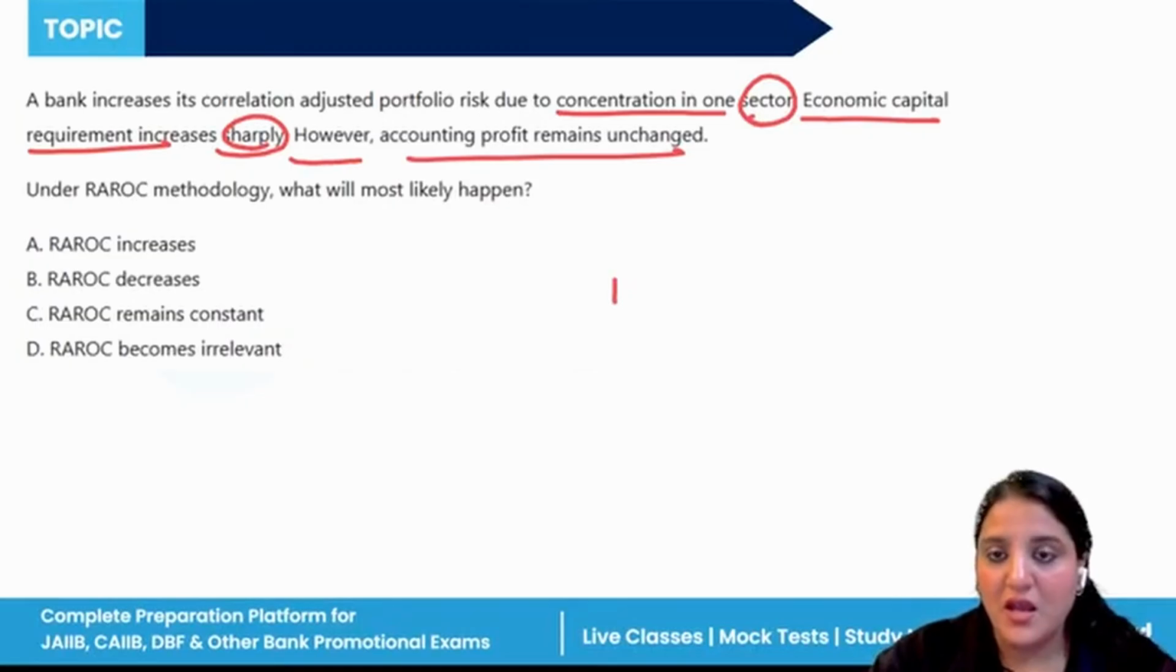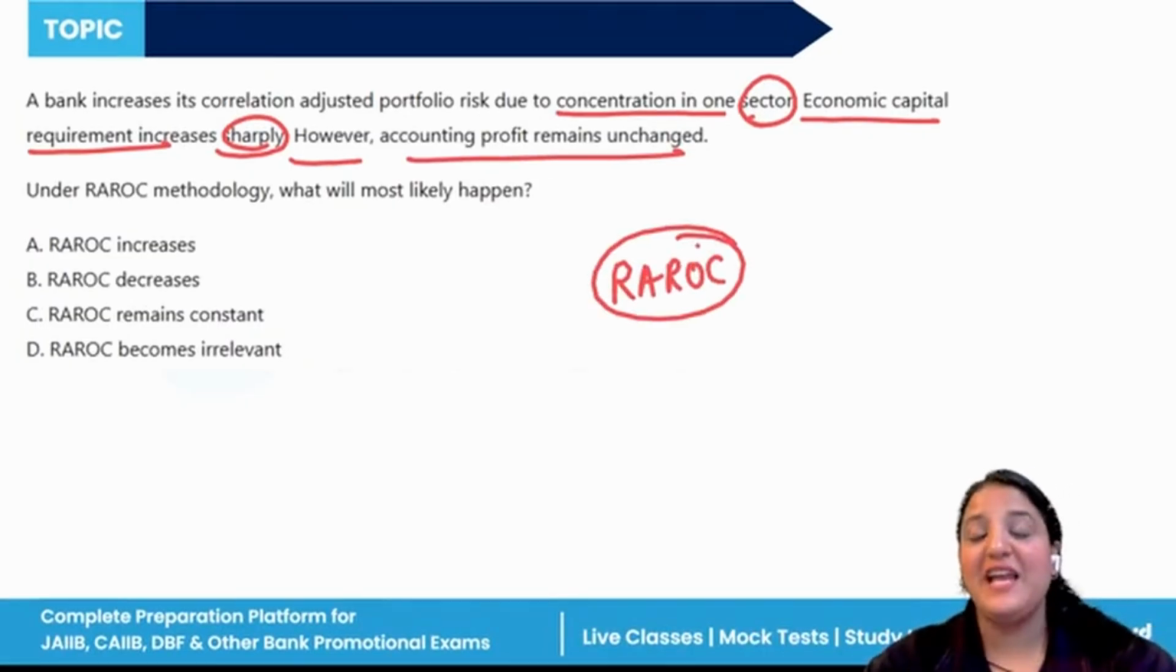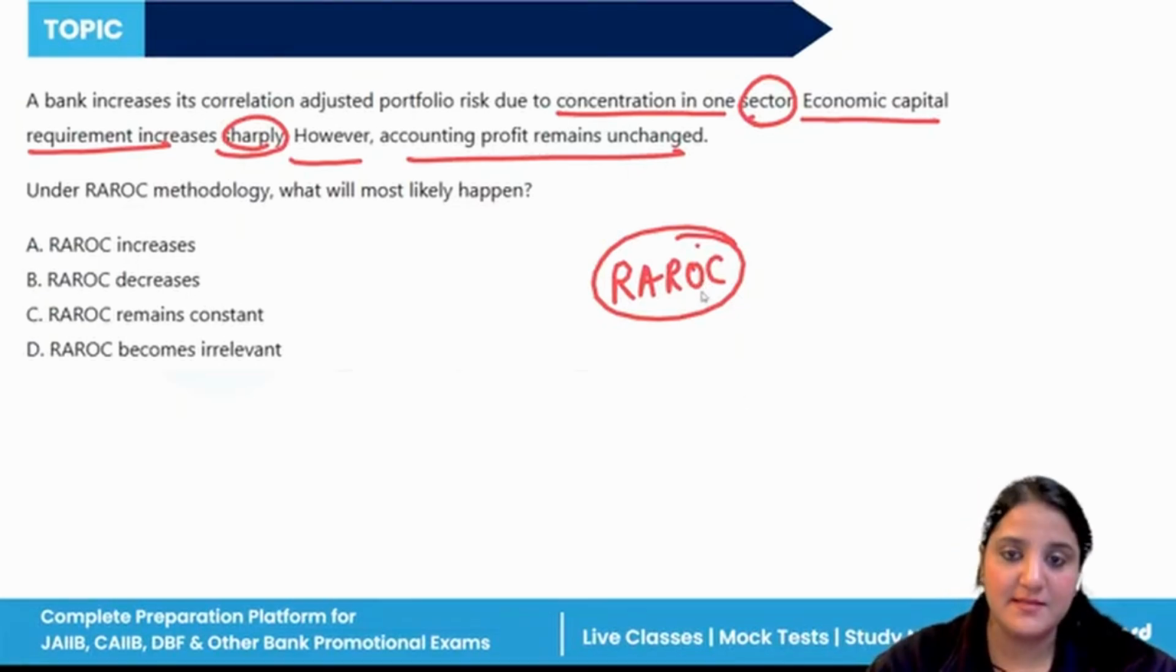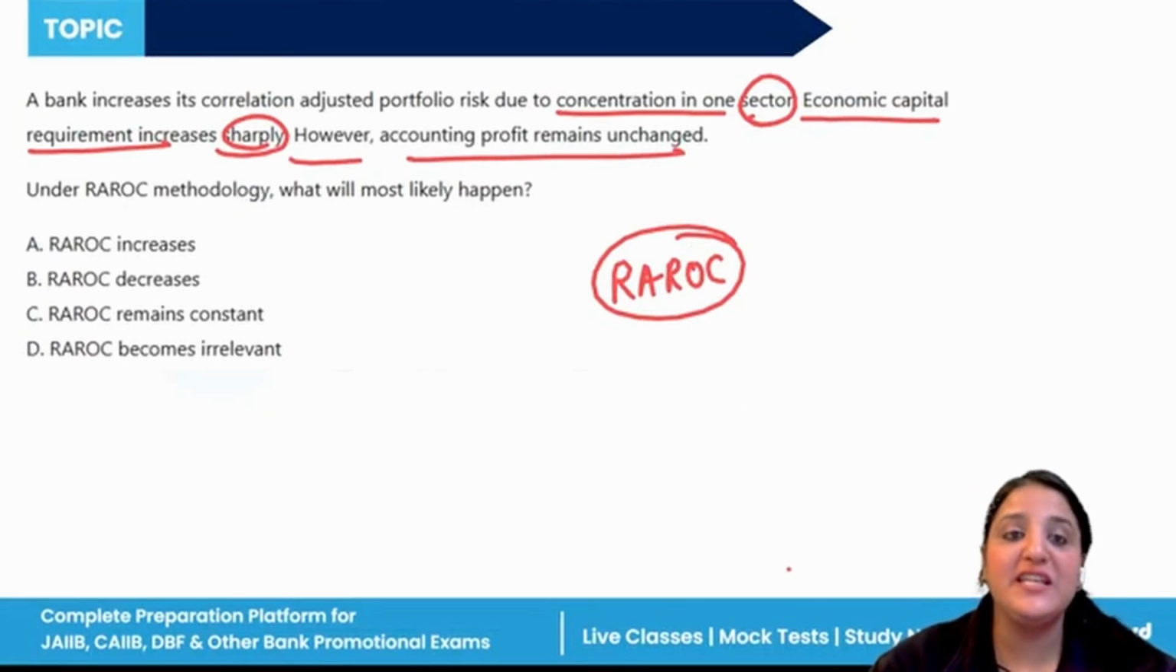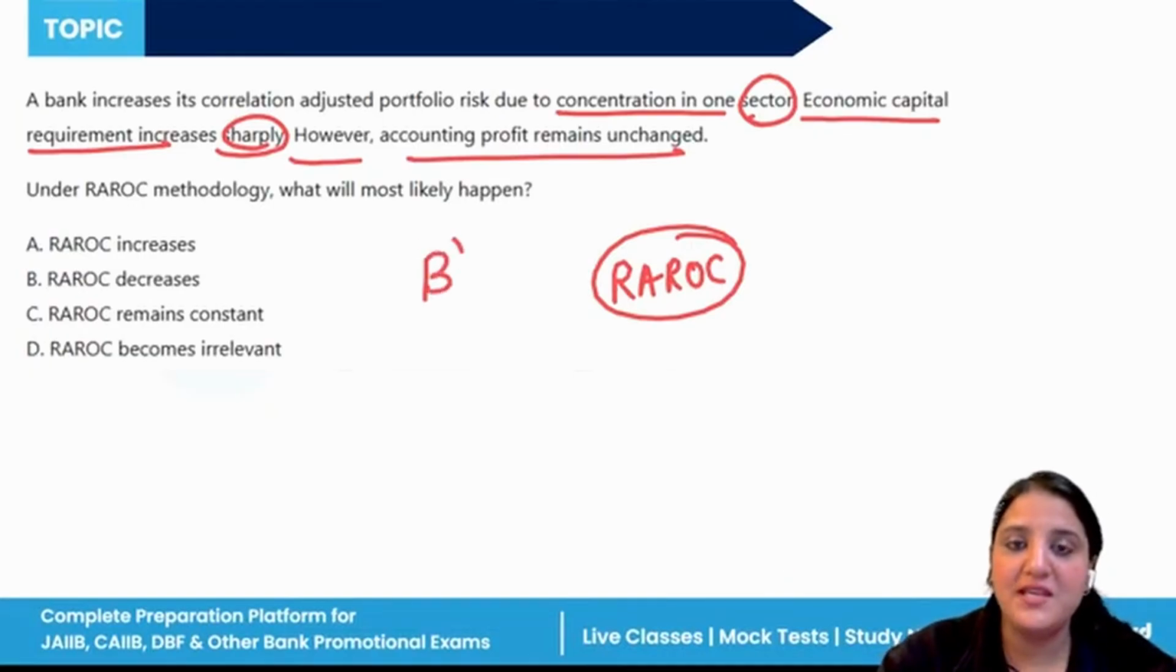RAROC always compares profit with the economic capital. You can see here profit is same. That means capital is increased. So return per unit of capital decreases. So RAROC will decrease here. So option B is definitely correct here.